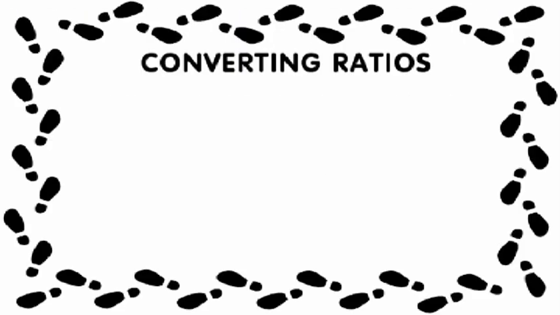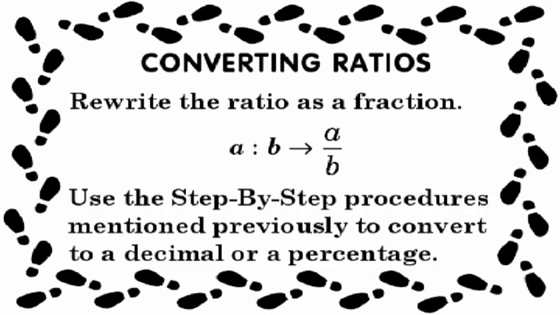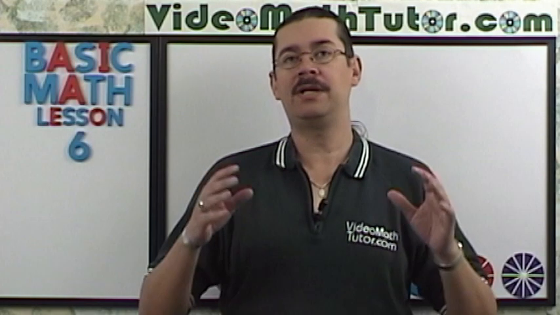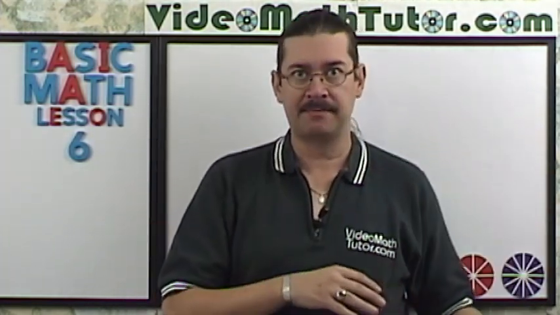Converting ratios. Rewrite the ratio as a fraction. A to B converts to A divided by B. Use the step-by-step procedures mentioned previously to convert to a decimal or a percentage. We won't do any specific examples of this because all this was already covered previously.